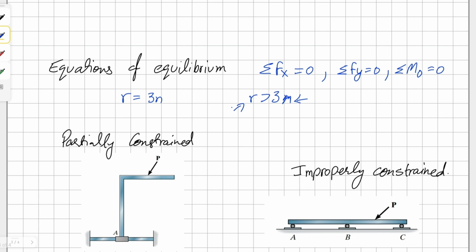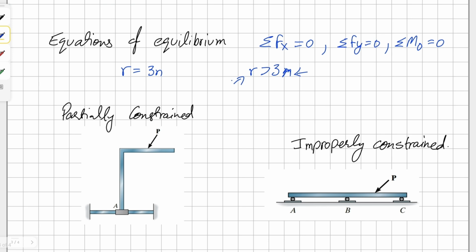So in this case, a structure could be unstable if it is partially constrained. For example, here in this example, this structure has proper restraint in the y direction, but there aren't any constraints preventing it from going left or right or in any direction of the axis.